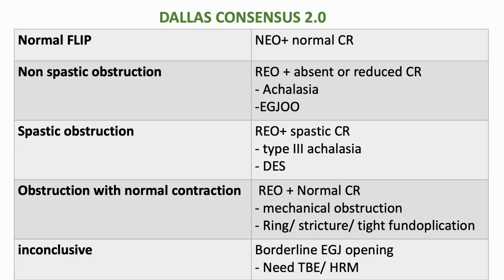Spastic obstruction is REO plus spastic CR, which can be seen in type 3 achalasia and DES. Obstruction with a normal contraction, which is REO plus a normal CR. This is seen in mechanical obstruction, ring, stricture, tight fundoplication. Inconclusive if it's borderline EGJ opening, and these people need a timed barium esophagogram or an HRM.